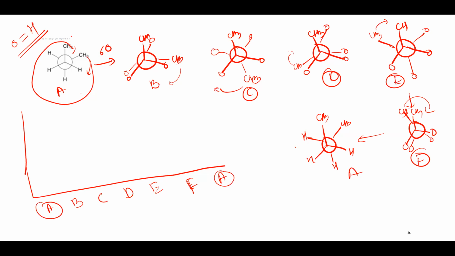Right. Let it be. So these are the structures possible, and if you calculate the energies between all these possible structures, the highest energy structure will be the structure which has the methyls eclipsed with each other. So which is the structure? This one is the fully eclipsed structure, right? So F has the highest energy.